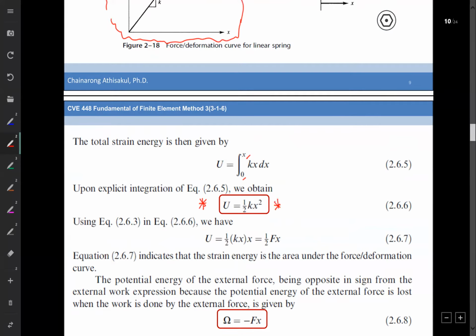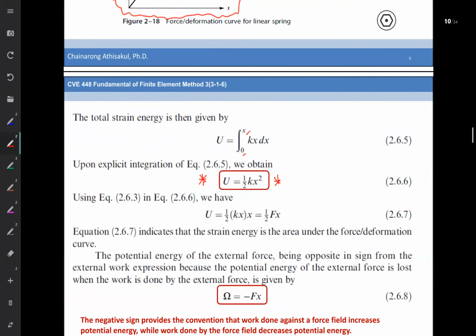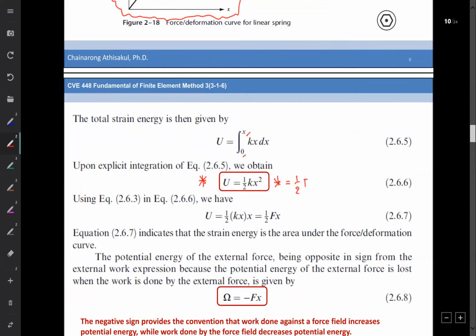Actually, we already know this term from fundamental physics, that is derived from the strain energy that we already did. According to this, the strain energy of the spring is equal to a half kx squared. Or we may write it in terms of force: a half of kx, which is the force inside the spring, so it is equal to F, and also x. So the strain energy of the spring is equal to a half kx squared or a half Fx.